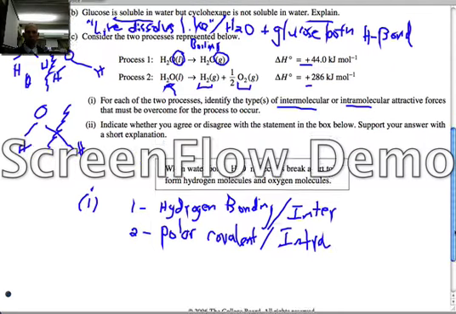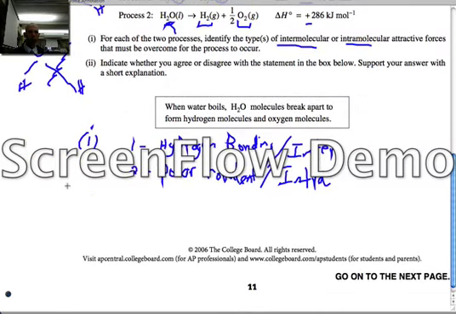All right, let's go on to the second part here. It says, indicate whether you agree or disagree with the statement in the box below. Support your answer with a short explanation. When water boils, H2O molecules break apart to form hydrogen molecules and oxygen molecules. We disagree. False.